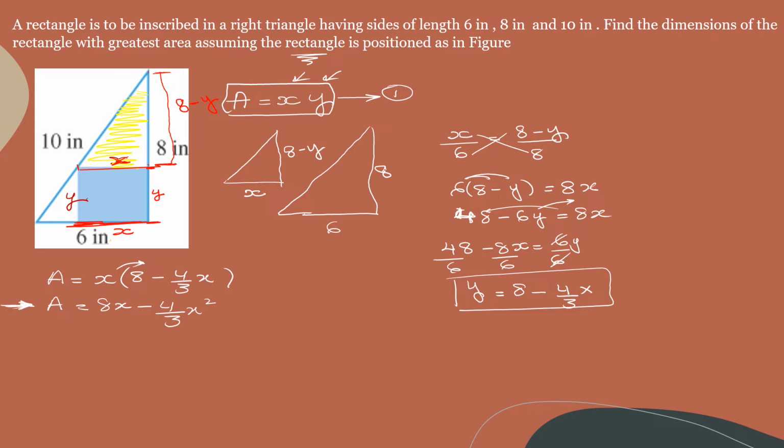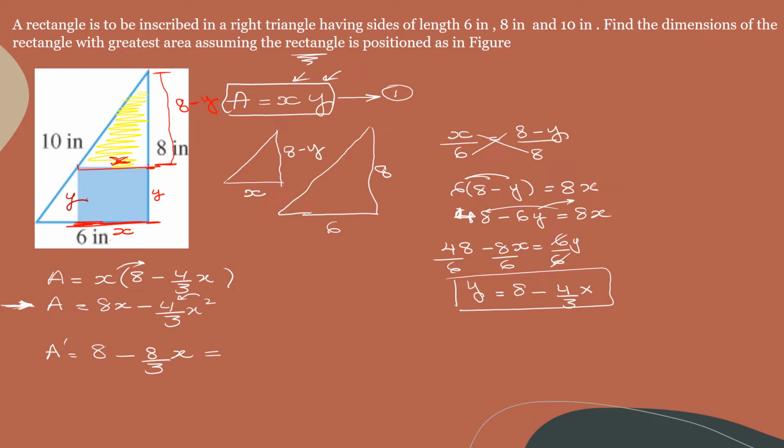Now take the derivative of that equation. So the derivative of 8x is 8, and the derivative of 4/3 x squared will be 4 times 2 gives you 8 over 3 x, from the power subtract 1. So this is our equation.